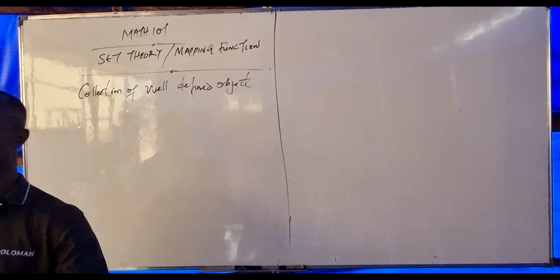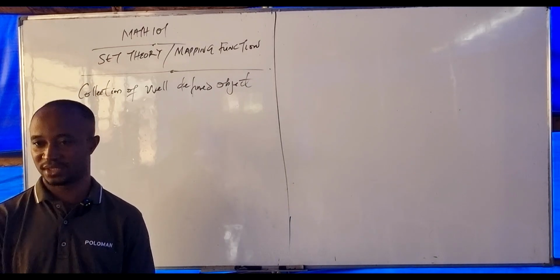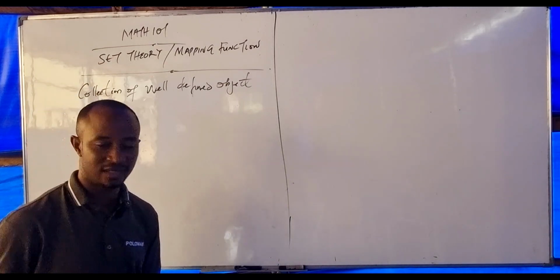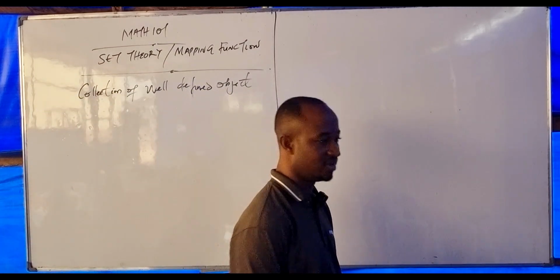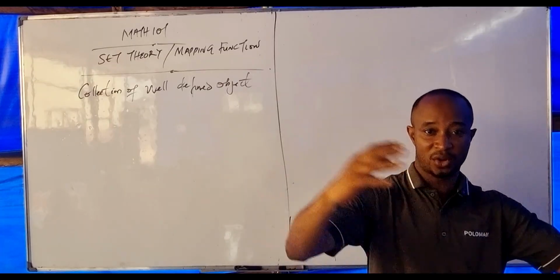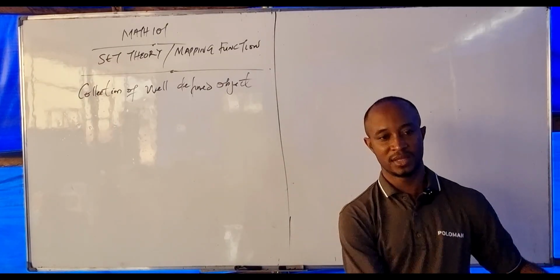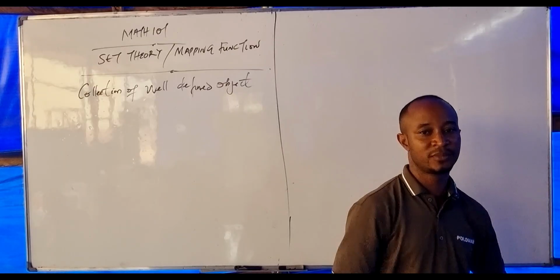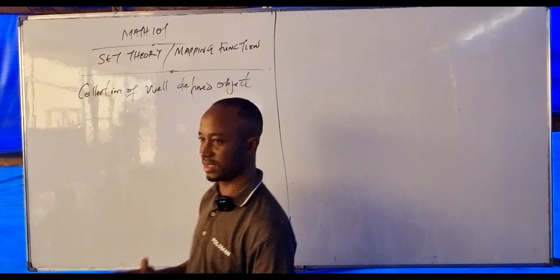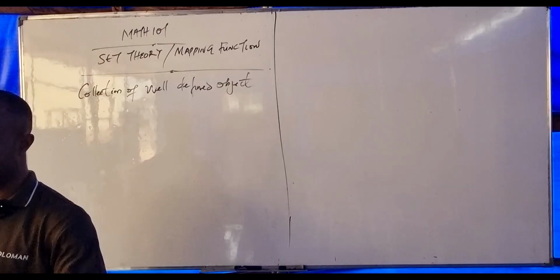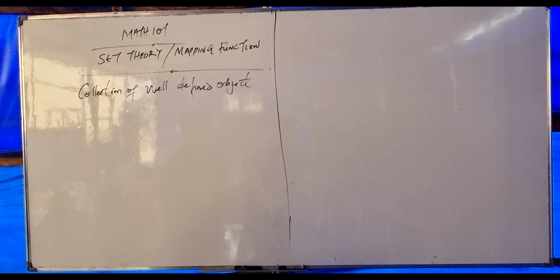For example, we are all a set of EMI-BRAIN students. It's well-defined that every element in EMI-BRAIN is a collection of objects that forms EMI-BRAIN. Are you following now? So when you hear the word set, what comes to your mind is a collection of well-defined objects.